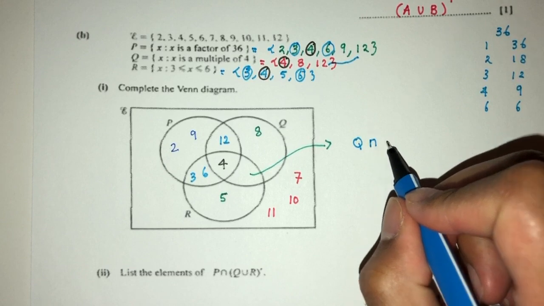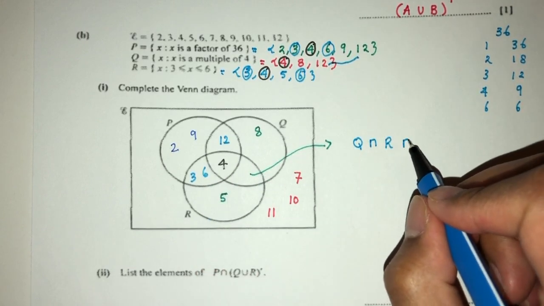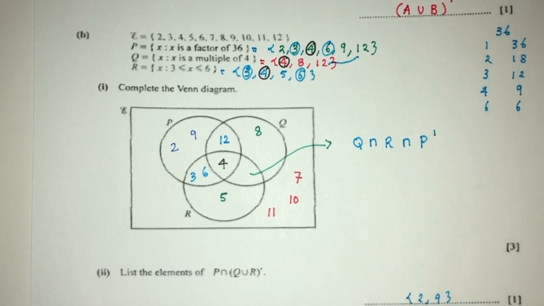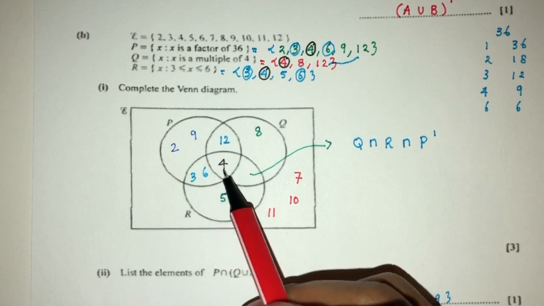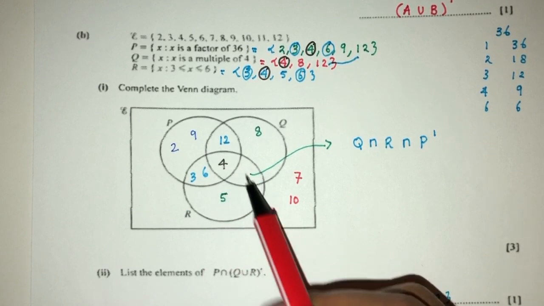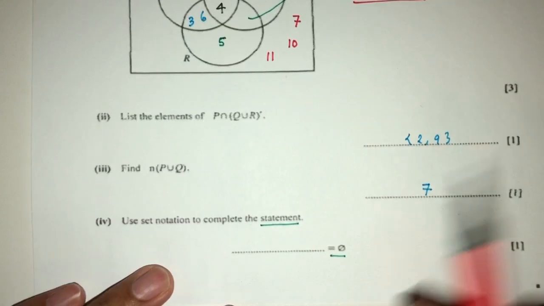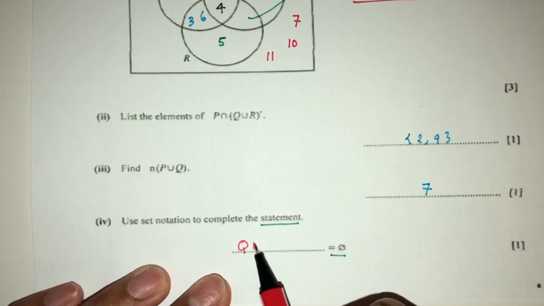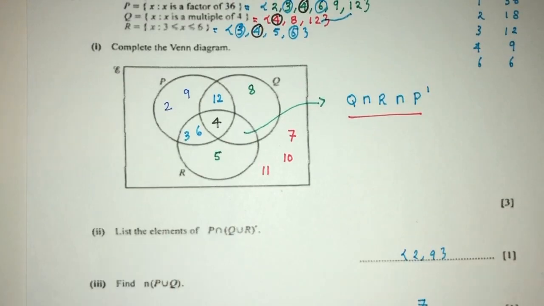intersecting R, right? Will be this one. And then intersecting P prime. If that makes sense. Because Q intersecting R will be all this, but we don't need only this. It will be outside of P. That's why it is P prime. So it will be this as your answer. So Q intersecting R intersecting P prime will be the empty set according to the Venn diagram. That will be question number 5.